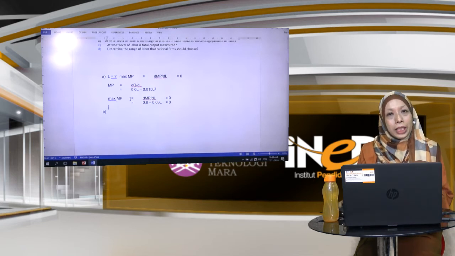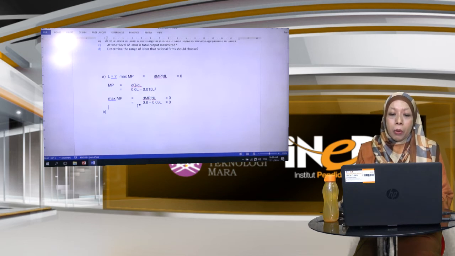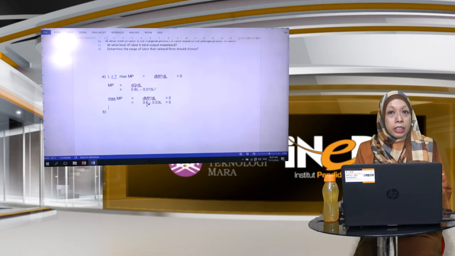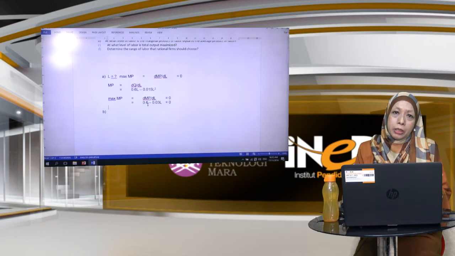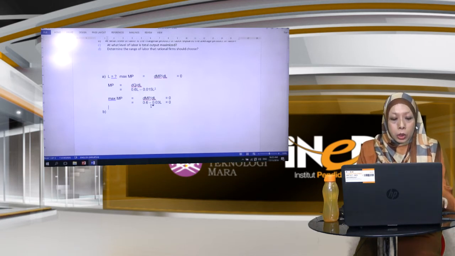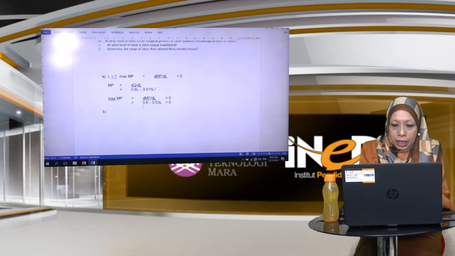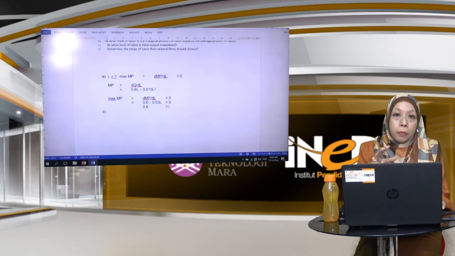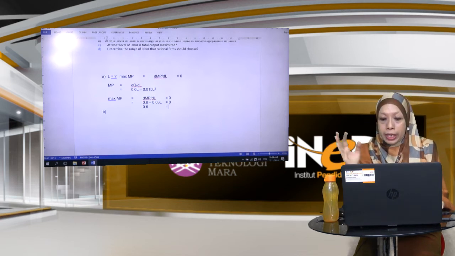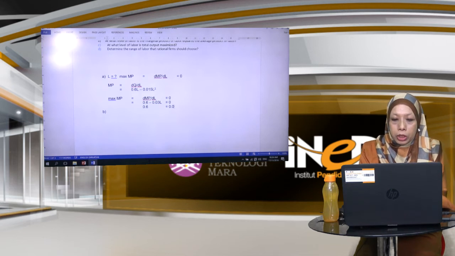Okay, so this requires you to differentiate the marginal product function. So why are you required to differentiate for the second time? The second time you differentiate is to maximize the marginal product. So when you solve this, you're going to get 0.6 equals to negative 0.03 L; you bring it to the right hand side, which will give you 0.03 L.